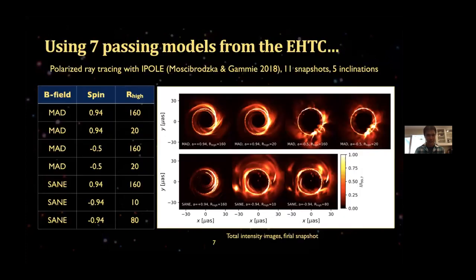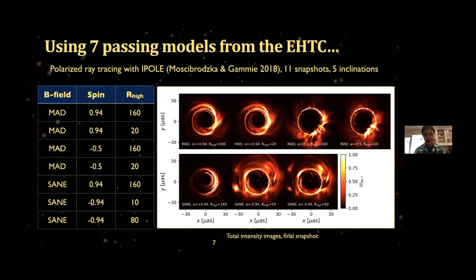In order to do so, in this study, we start off with 7 models from the Event Horizon Telescope collaboration paper. They're tabulated here on the left. They were chosen to explore both the MADs and the SANEs, and then in each of those categories, I bracketed the spins that were allowed according to the multi-wavelength constraints in that paper. And then for each of those combinations of magnetic field and spin, I bracketed the values of R high as well. And you can see what they look like in total intensity on the right here.